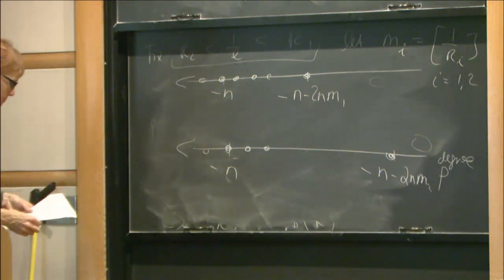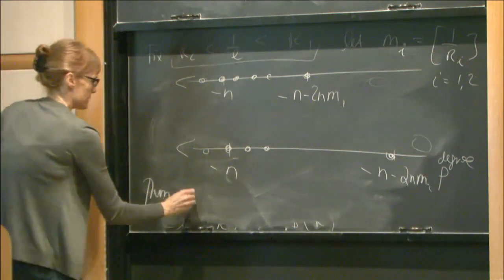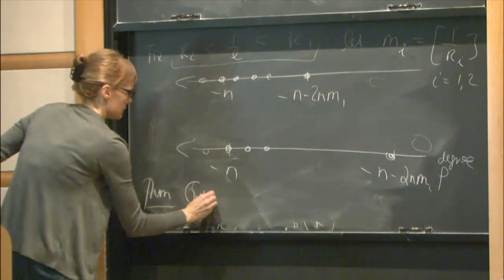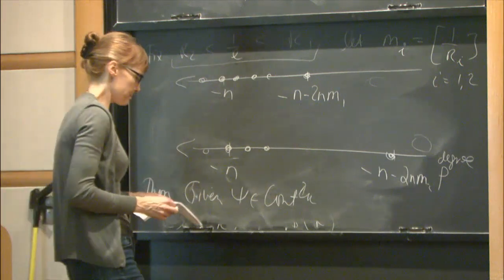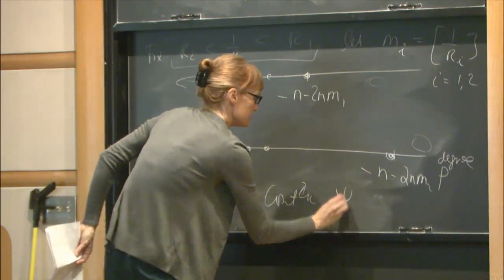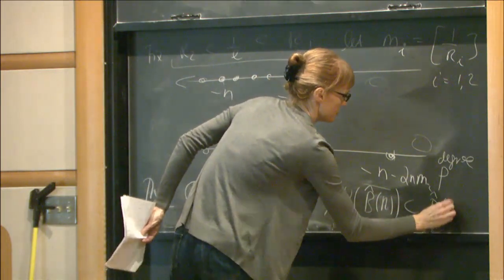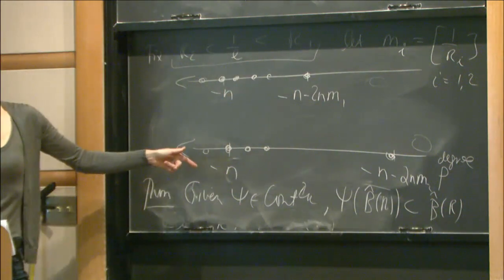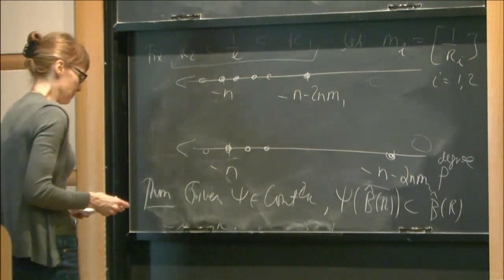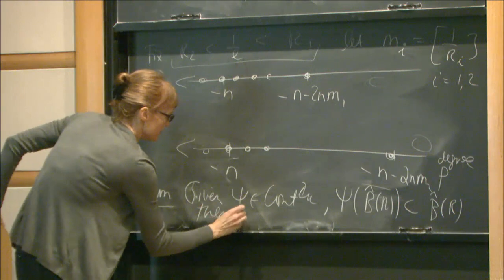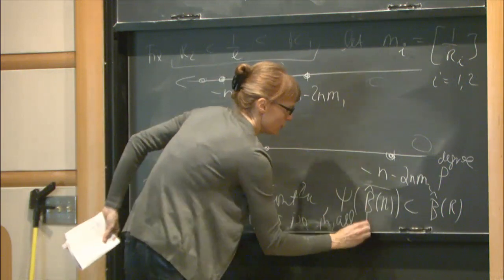Okay, so there's an additional statement here. You can show that given psi in cont zk, and psi of hat BR contained in hat BR. So psi is a squeezing of hat BR into itself. If you're in this situation, then this inclusion map, iota star, is an isomorphism in all possible degrees.